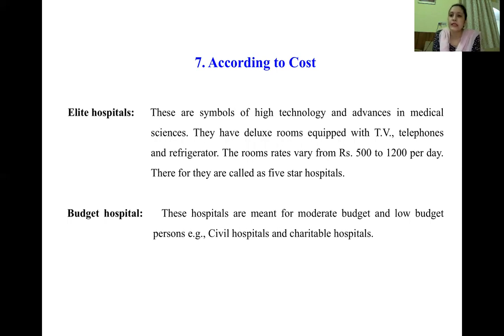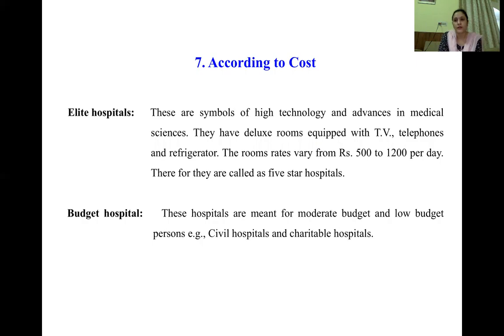The next type is the budget hospitals. These hospitals are meant for moderate and low budget persons, for example, civil hospitals or charitable hospitals. So these are the hospitals which are classified according to cost. Up to this point, we can see the different classifications of hospitals according to their different parameters.